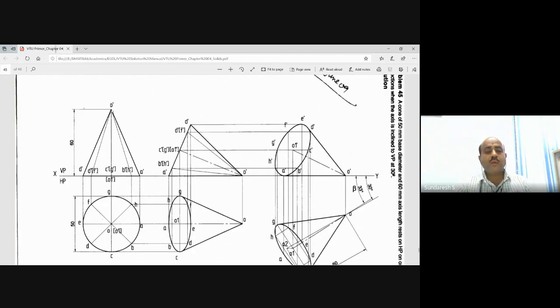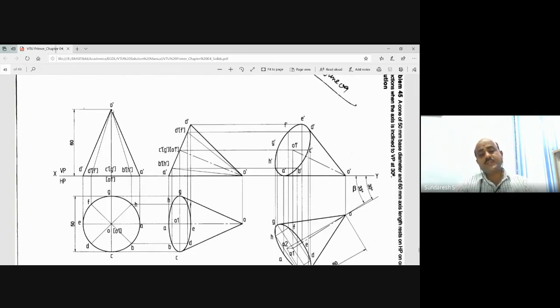So in the front view, you will be having an axis length. Axis length is given as 60 millimeter. So measure 60 millimeter from the XY line. Above the XY line, mark the point O dash. From O dash, join to the corresponding end points on the circumference. One is A dash, another one is D dash. So join those two. So this corresponds to the front view of a cone, which is 60 millimeter axis length with 50 millimeter diameter. So O dash is called the apex of the cone.